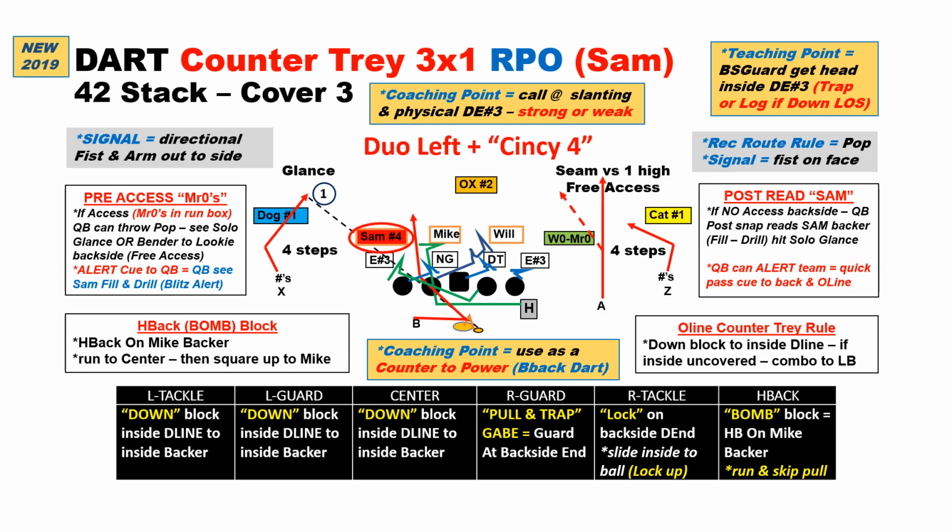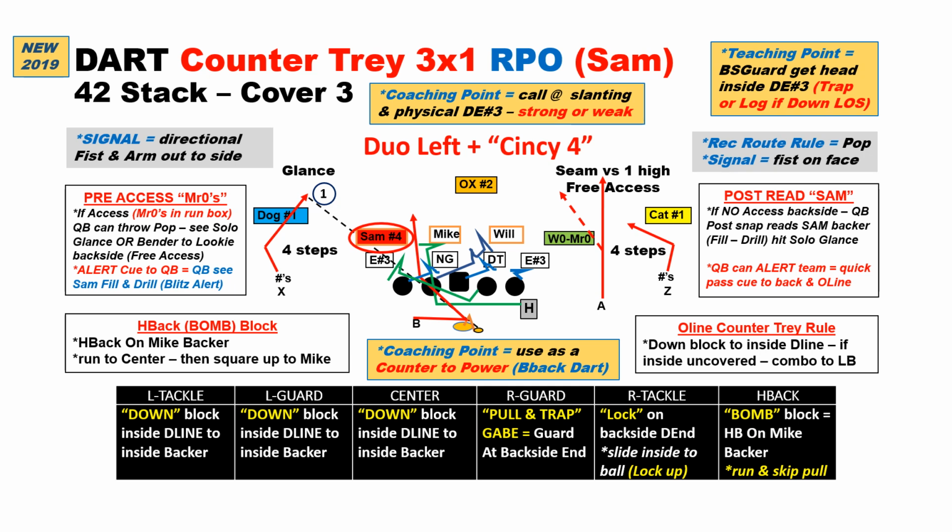Here then is our dart Counter Trey from a 3x1. You can see the rules for all the receivers, the O-line, and the backfield do not change from 2x2 to 3x1. The only thing we get here now is the quarterback's pre-snap free access is the bender and the lookie, the pop side to the right, and the post-snap reading the Sam is what we call a solo glance.